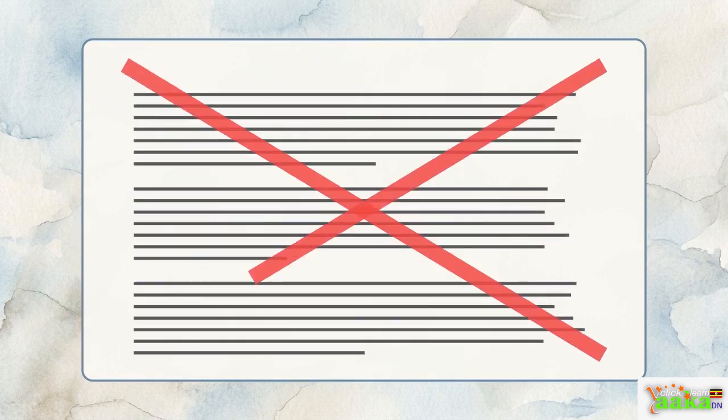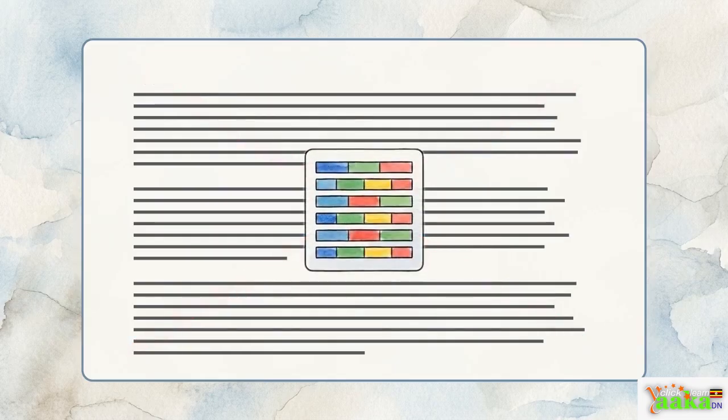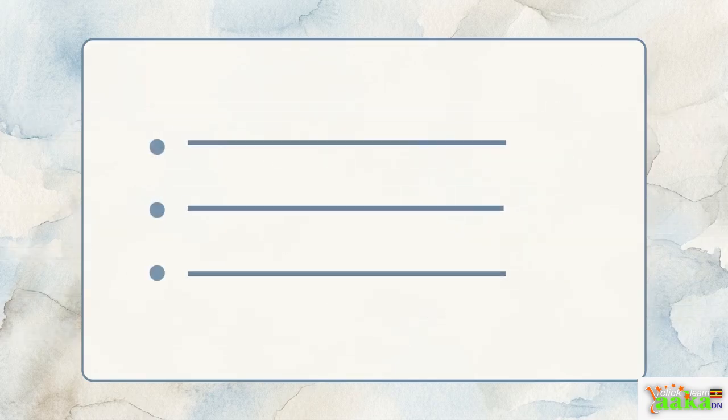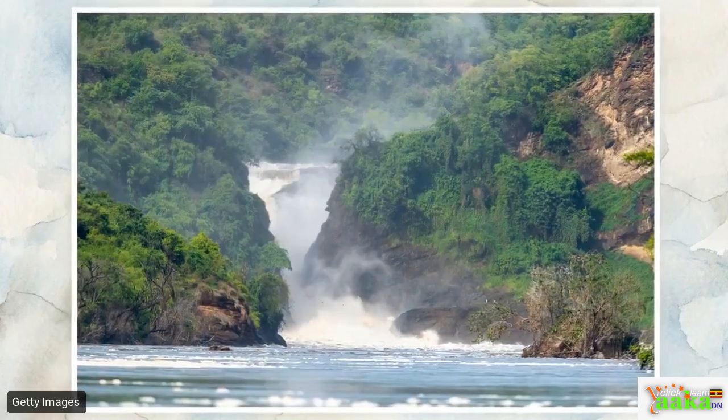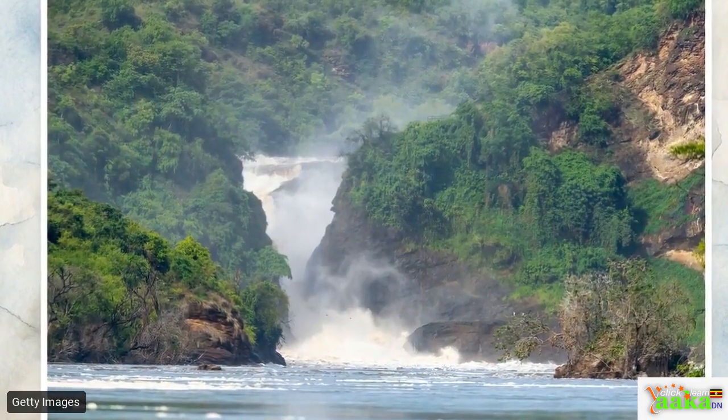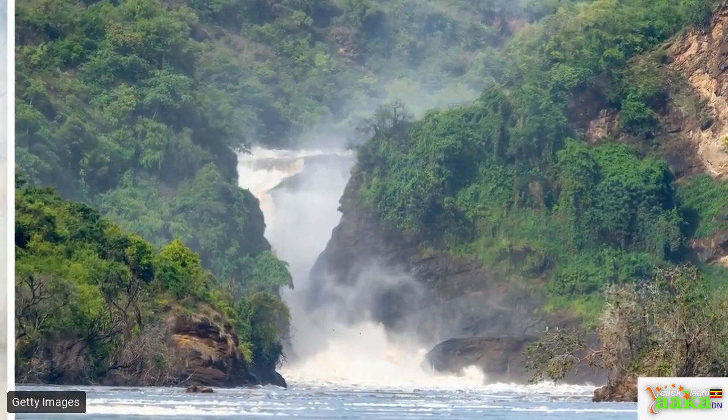A common mistake is the text wall trap. If you type full paragraphs, your audience reads the screen instead of listening. To fix this, apply the 6x6 rule, a maximum of 6 bullet points per slide and no more than 6 words per line. This photograph of Murchison Falls shows water cascading through a steep gorge.